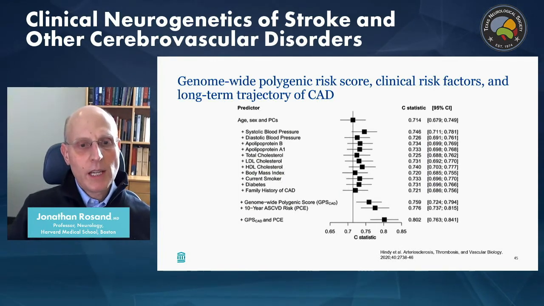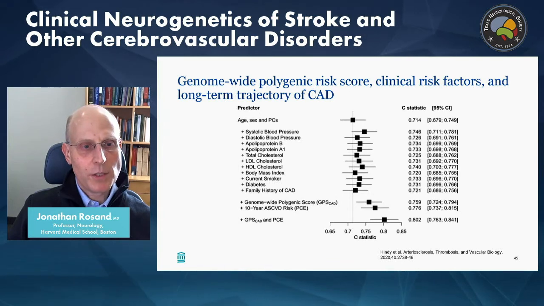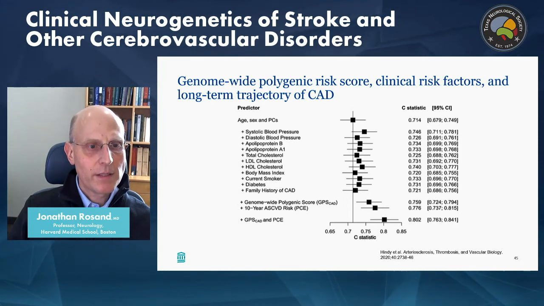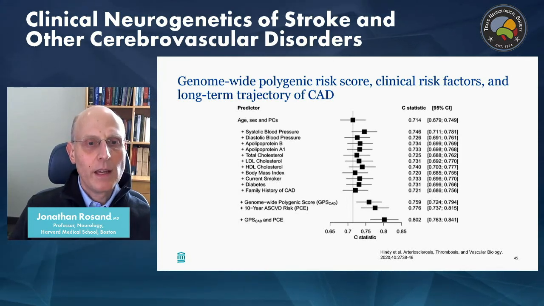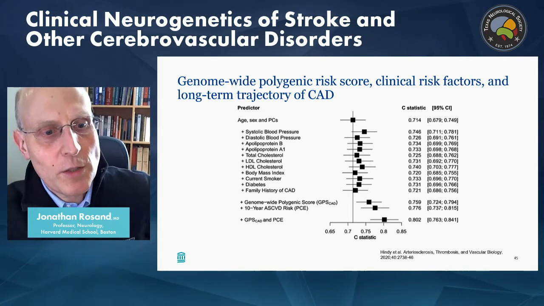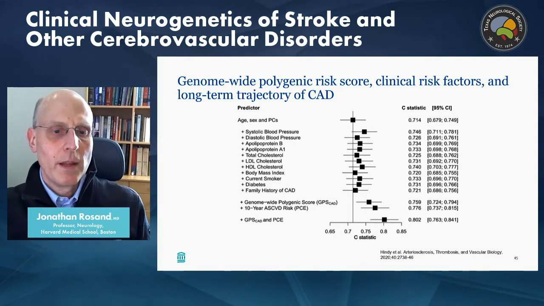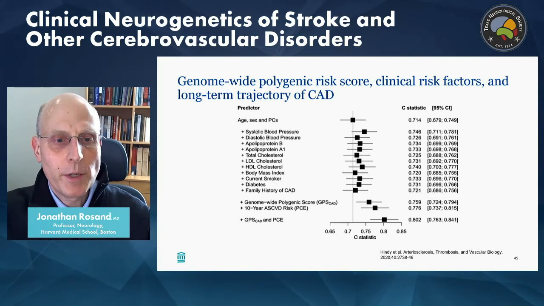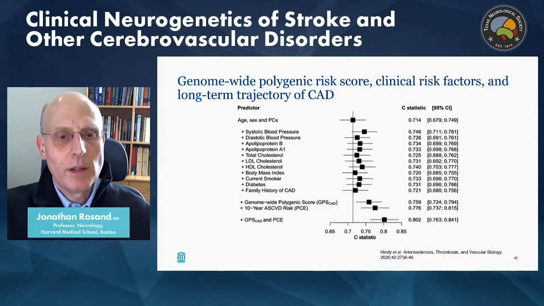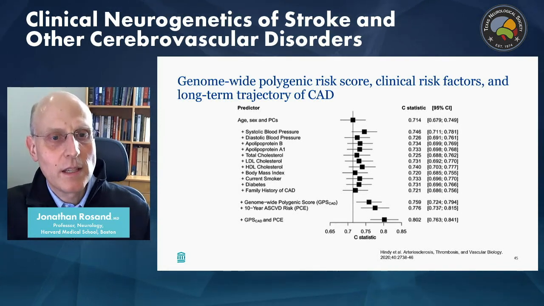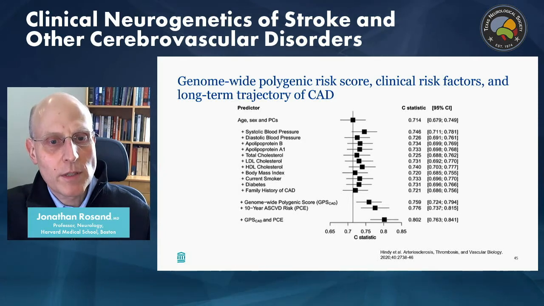What these authors did was then take the polygenic risk score and combine it with all of the additional risk factors listed on the left, in the left column. And you can see the odds ratios and the confidence intervals for each risk factor. And then at the bottom, you see the genome-wide polygenic risk score, which clearly has a better C-statistic than almost any of these individual risk factors other than perhaps systolic blood pressure.